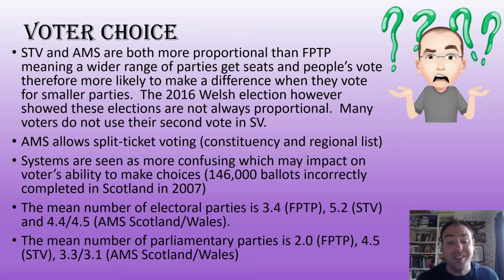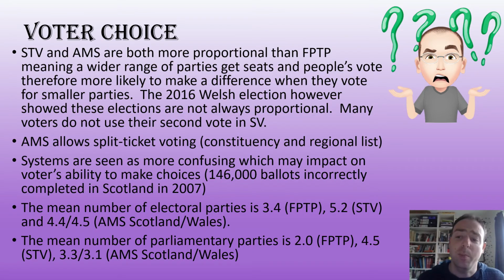There are quite interesting statistics here in terms of what it means in numbers. First of all, in terms of the number of electoral parties, this is the mean average of how many parties are competing. So first past the post, we're looking at about 3.4. STV, we're looking at 5.2, and then AMS, the two numbers there, one for Scotland, one for Wales, so 4.4 in Scotland, 4.5 in Wales. So we can see that you have literally more choice under STV and AMS than you do under first past the post in UK elections.